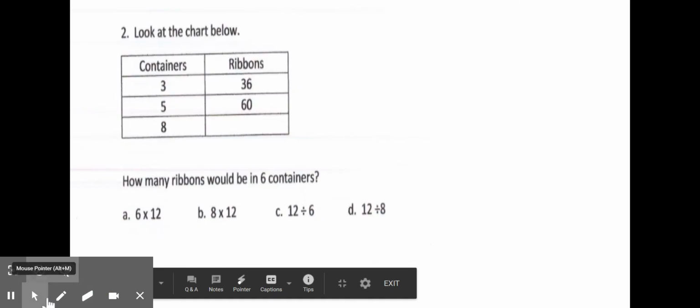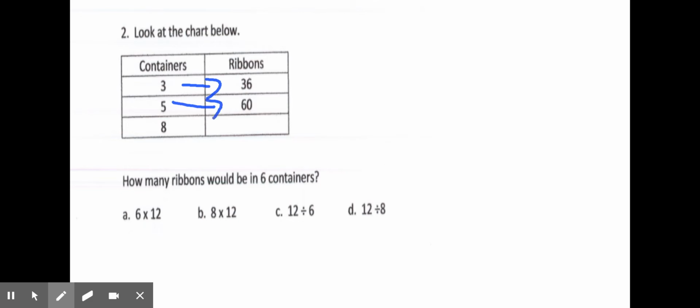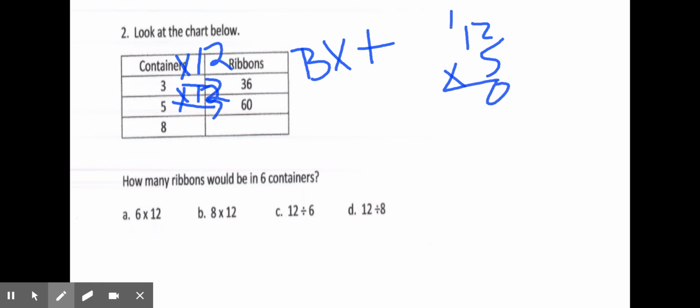So let's try another one. This one has a chart, a little bit different though this time, and I'm going to show you in just a minute. So I'm going to draw my arrows to the right. Did I go to the bigger number or the smaller number? Well, I went from 3 to 36, so I went to the bigger number. So big means times or add. So I'm going to try times first. I'm going to sing my 3s to 36. 3, 6, 9, 12, 15, 18, 21, 24, 27, 30, 33, 36. So I got times 12. And 5 times 12, I'm going to make sure it is 60. And yes, it is. So I know my rule is times 12.